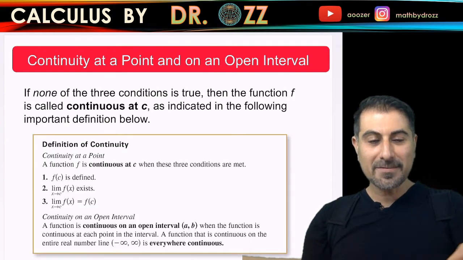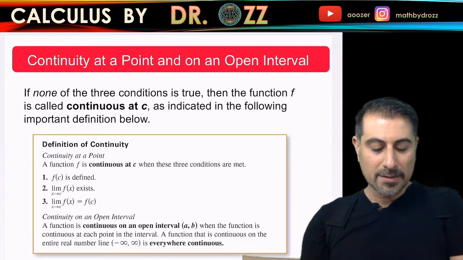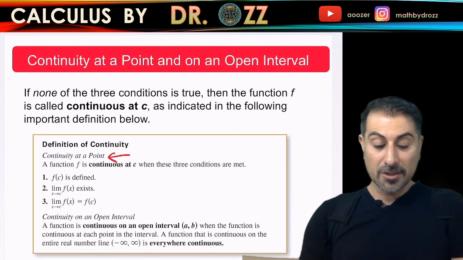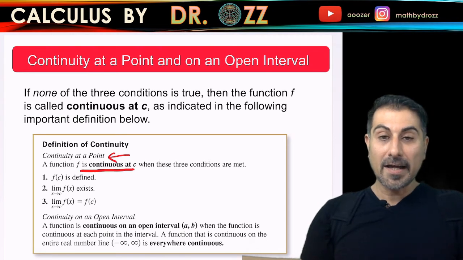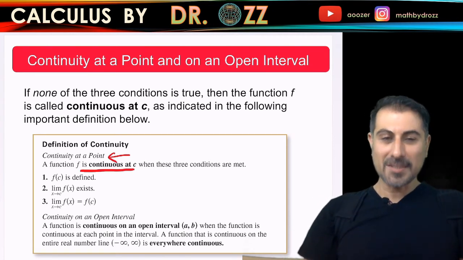Here is the official definition of continuity at a point. We say that a function is continuous at c as long as all 3 of these cases do not happen.